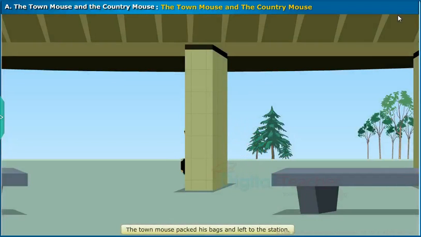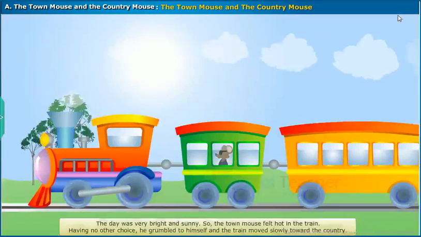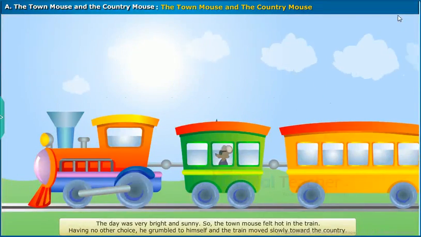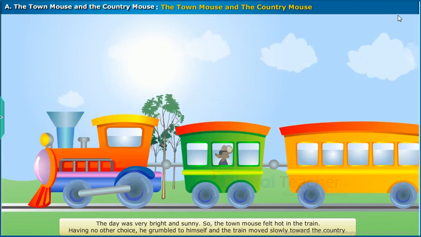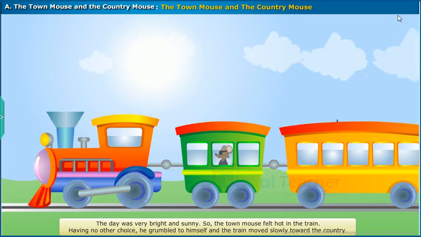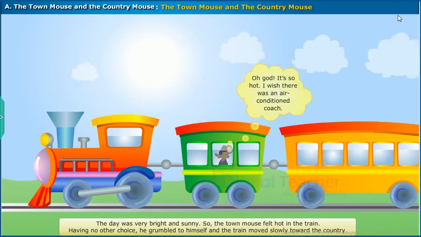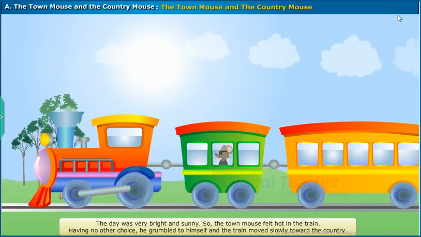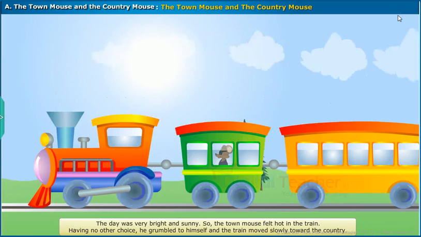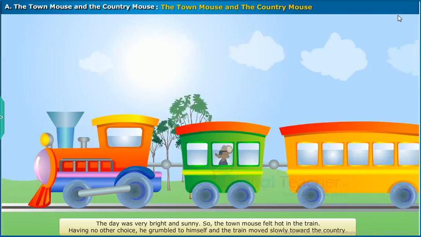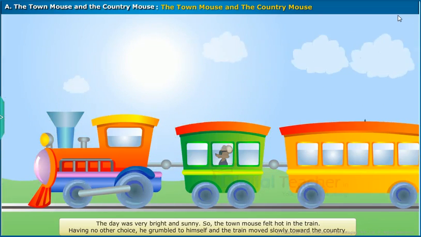The Town Mouse packed his bags and left to the station. The day was very bright and sunny, so the Town Mouse felt hot in the train. Oh God, it's so hot. I wish there was an air-conditioned coach. Having no other choice, he grumbled to himself and the train moved slowly towards the country.